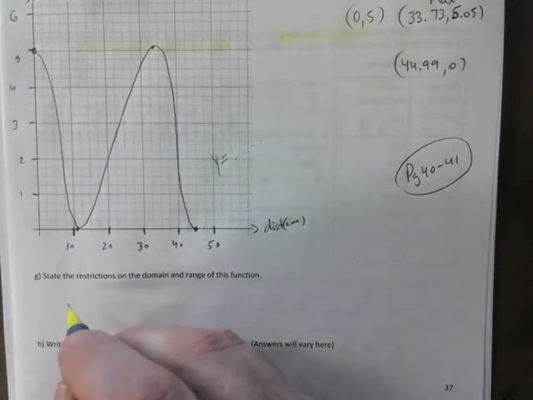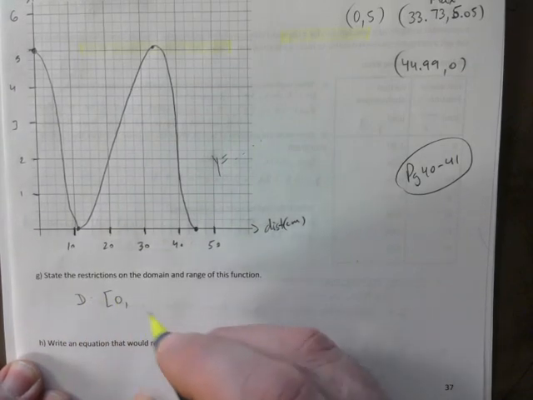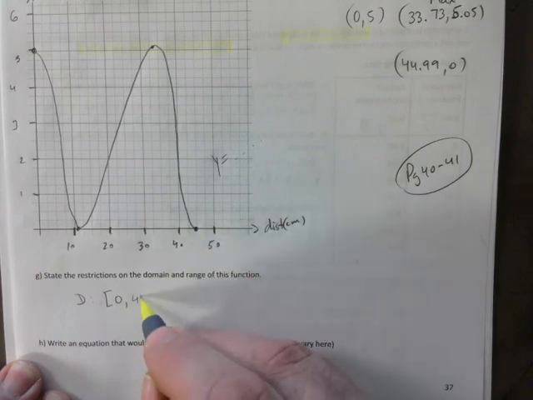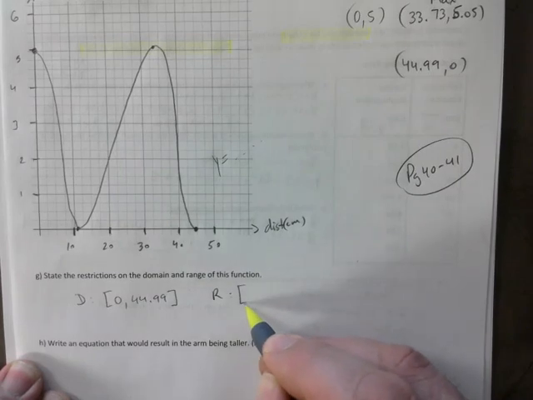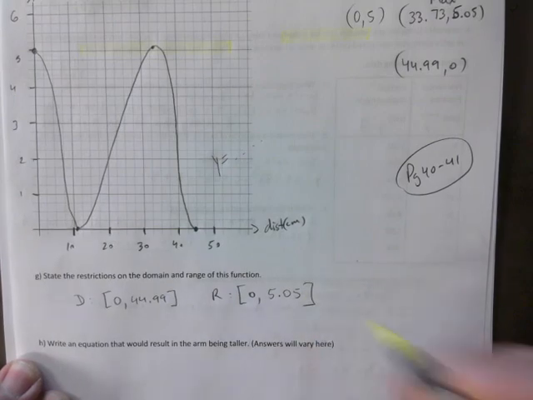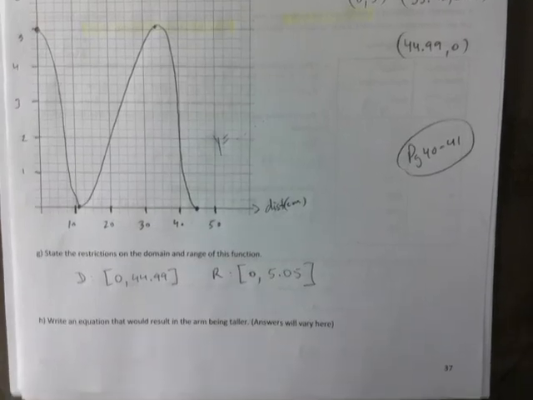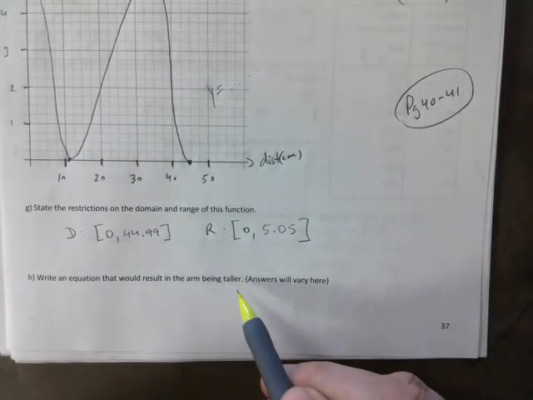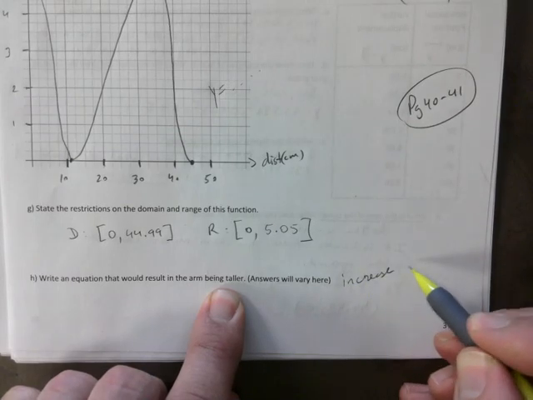Before we go, guys, domain would be 0 to 44.999. Range 0 to 505, right? Write an equation that would result in an arm that is taller. What would we do? Increase D.